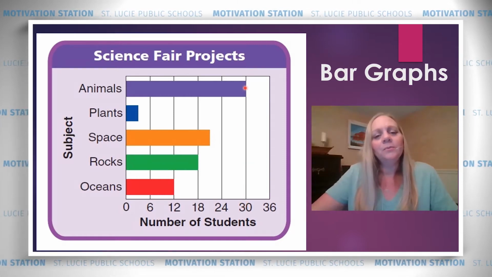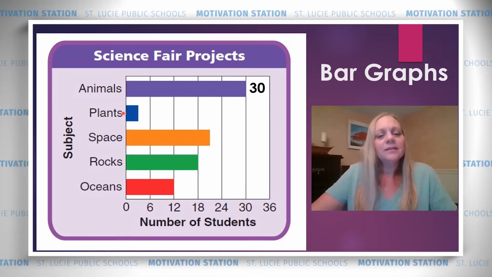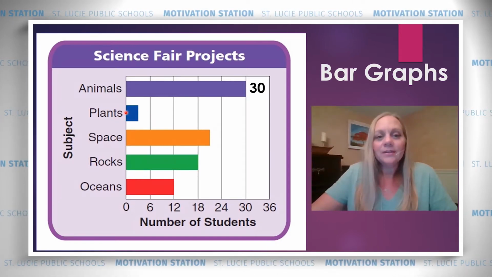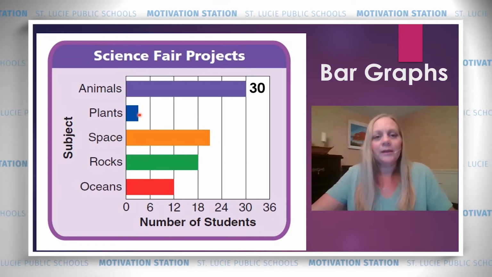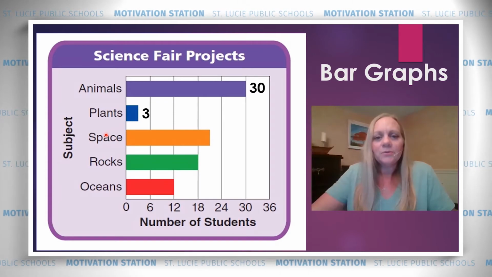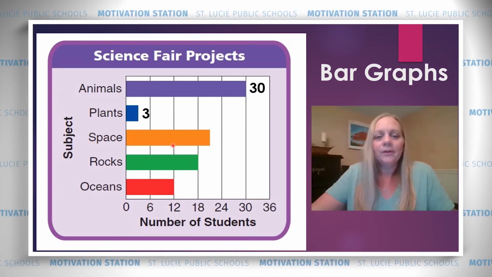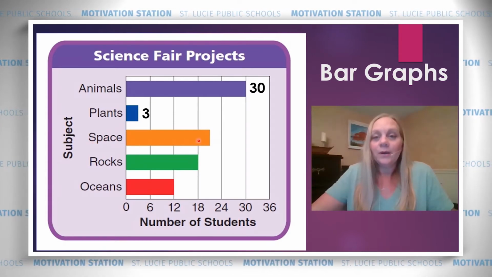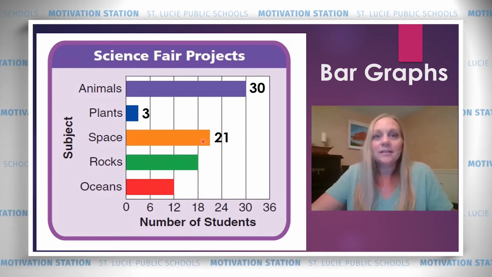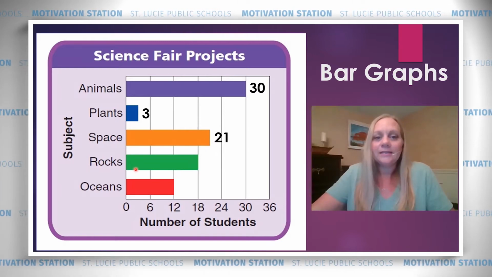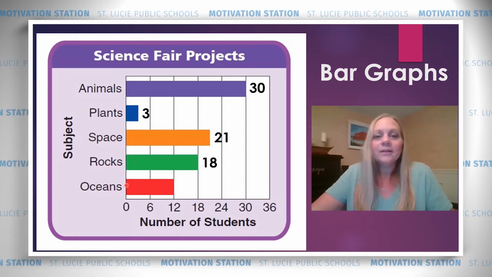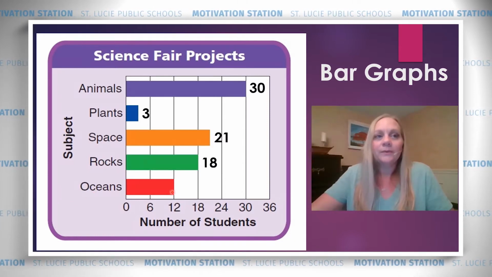Plants is the blue bar, and it falls in between 6 and 0. The number in between 6 and 0 is 3, so we've labeled plants with 3. Space is the orange bar, and it falls in between 18 and 24. The number in between there is 21. Rocks, the green bar, comes out to 18, so we've labeled it with 18. And oceans, the red bar, falls at 12, so it gets the label of 12.